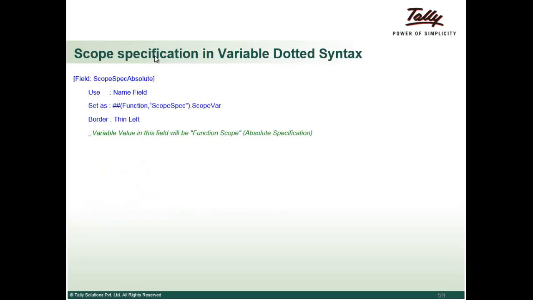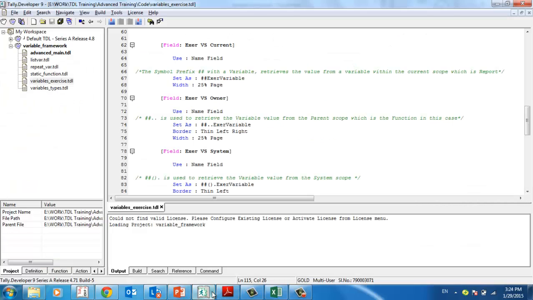And also you can give a particular function from where you want to fetch the values. For example, here we are giving function, comma, the function name dot scope var. Even then you will get the value of scope var from the function. So let us see how we can do this through an example.